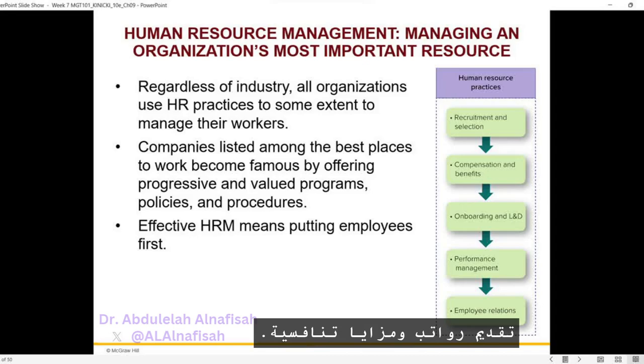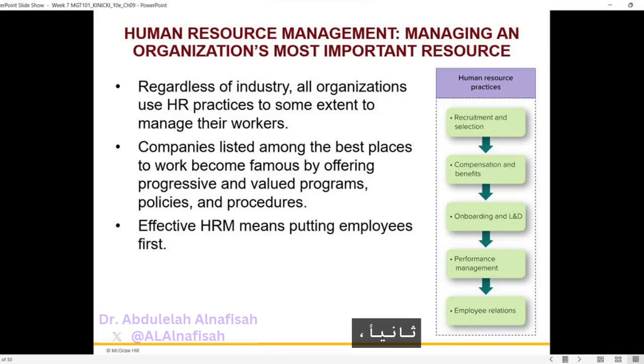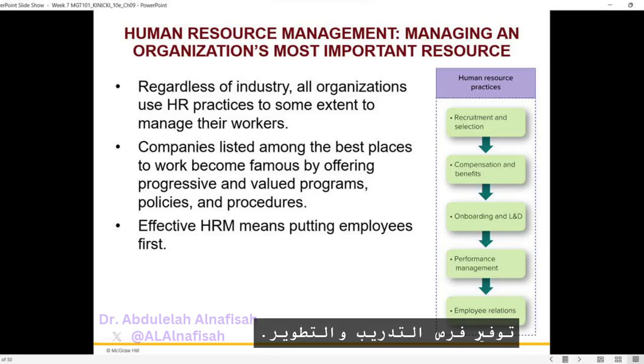Offering competitive salaries and benefits. Companies prioritize fair compensation and benefits packages aligned with industry standards. 2. Providing opportunities for training and development. Effective HRM invests in employees' growth through training programs and mentorship opportunities.